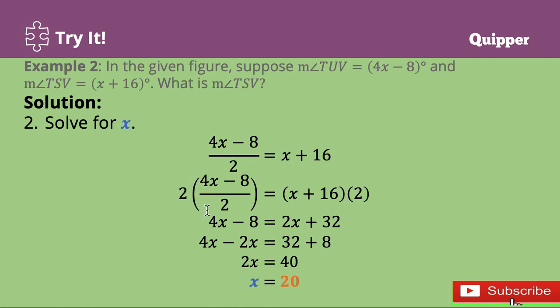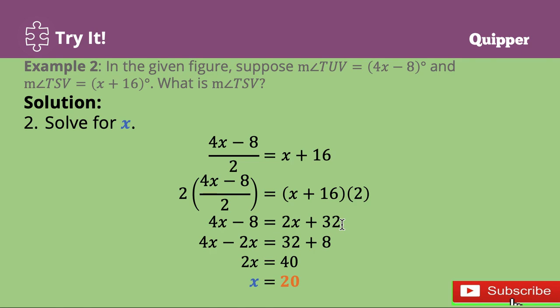To get rid of the rational expression, we'll just multiply by its denominator. So multiply both sides by 2. We have 2 divided by 2 is just 1. Then 1 times 4x minus 8 is just 4x minus 8. And on the other side, distribute this 2 to each term of the binomial. 2 times x, we have 2x. 2 times 16 is 32.